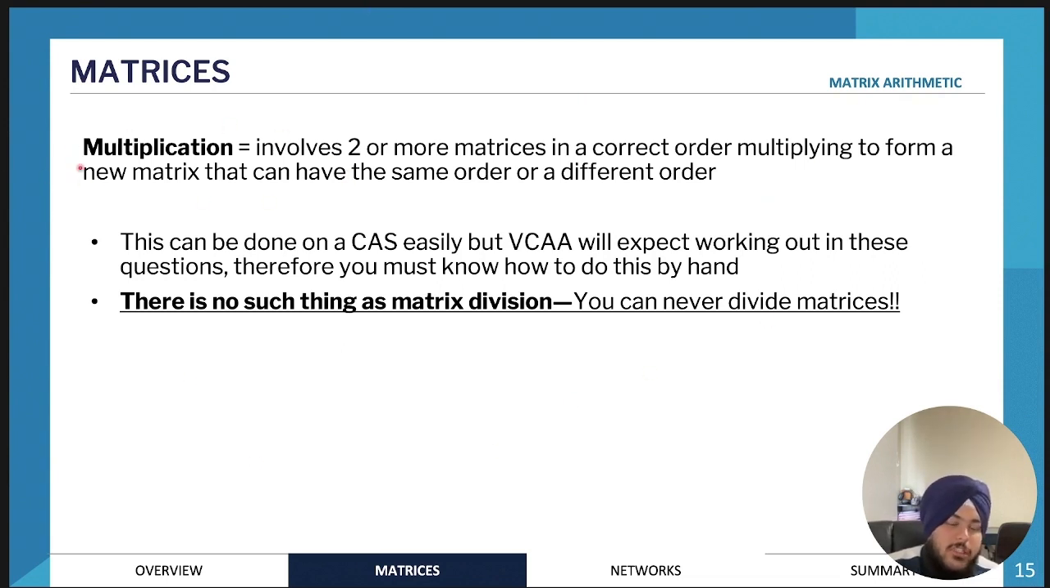We'll only be doing matrix multiplication because matrix division cannot be done. It's not really a function that can be done with matrices. There's another way that we can technically divide matrices, but it's not as conventional as dividing 2 numbers, like dividing 8 by 2 to get 4. It's not as simple as that. So we'll get to that later.